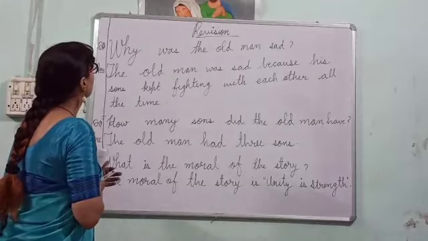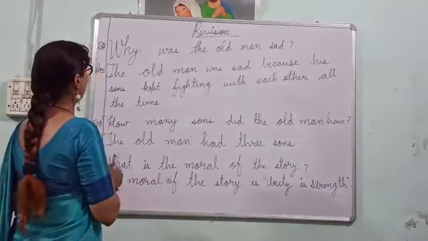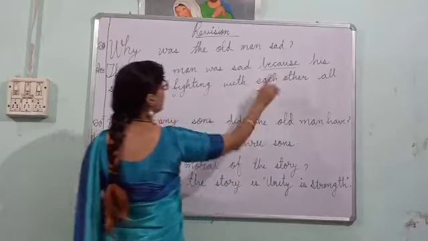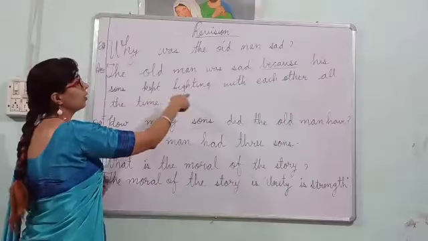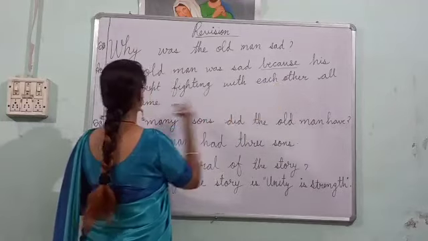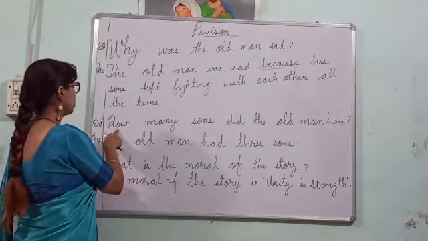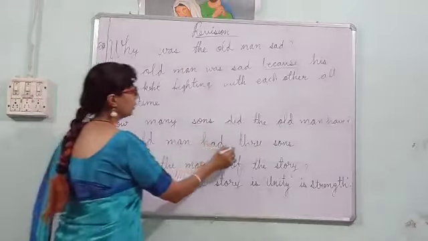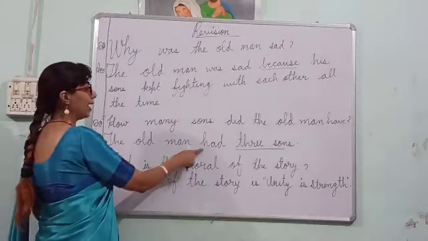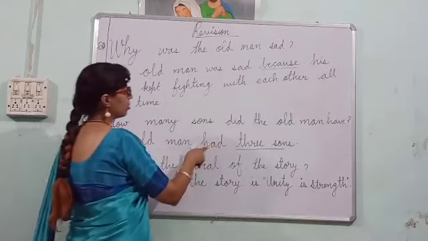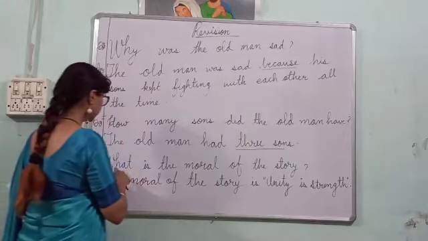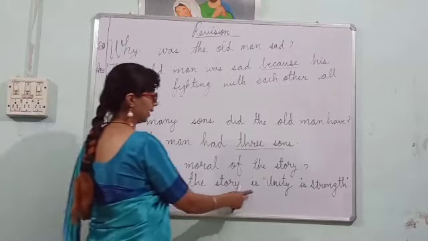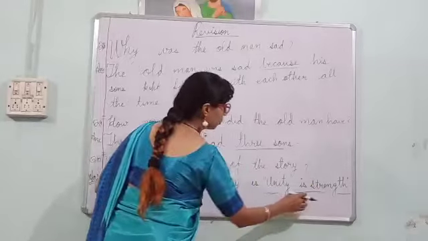Now, I'm going to repeat. Why was the old man sad? The old man was sad because, yahan se learn karna hai aapko, because his sons kept fighting with each other all the time. Okay. Now, next question. How many sons did the old man have? So, you just learned this. The old man had. Okay. Have ki jagah ho jayega had. Had 3 sons. What is the moral of the story? The moral of the story is unity is strength. Only this one you have to learn.